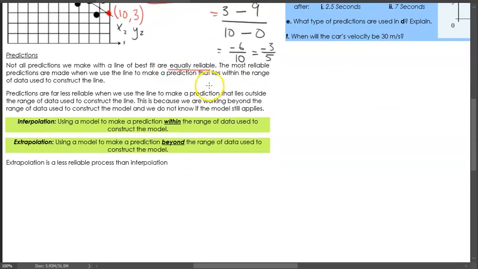The most reliable predictions are made when we use the line to make a prediction that lies within the range of data used to construct the line. Now, this is a confusing sentence because it doesn't necessarily make sense without context. I'll explain the 2 different types of predictions that we can make, and we can use this in our example here. But before we get to this, I'll do a rough example.